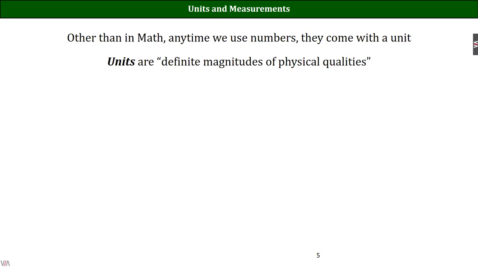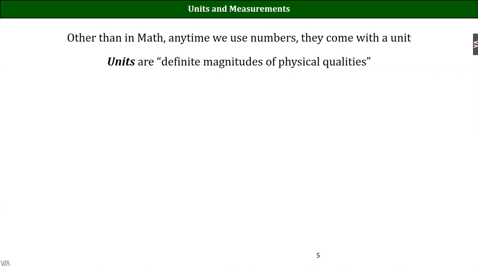You need context. So the definition of the same thing here, I stole a Wikipedia definition. A unit is a definite magnitude of a physical quality. So a quality is what you're describing, and a definite magnitude is how much you're describing. So I'm gonna go on a 5 mile run, that's a distance, right? Like giving a unit inherently gives a number more meaning.